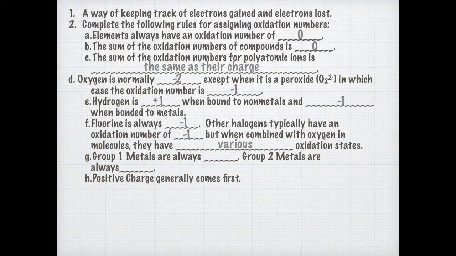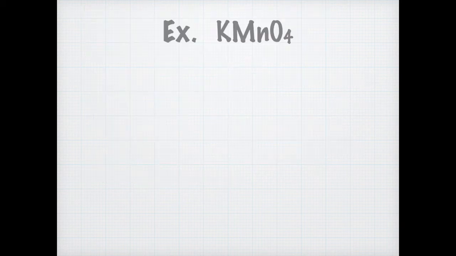Okay? The easy stuff, group 1 metals always have a +1 oxidation number, just like charge, and group 2 always have a +2 oxidation number. All right? And the positive charge generally comes first when you're writing a compound. So, with these rules in mind, let's look at a couple of examples.